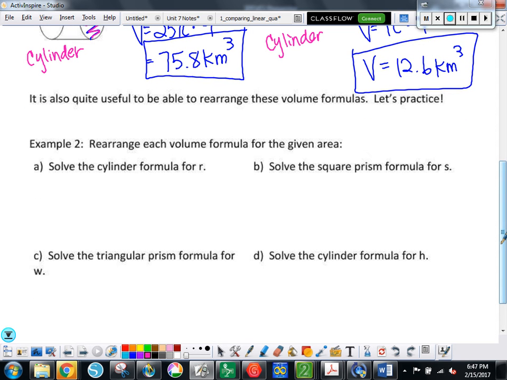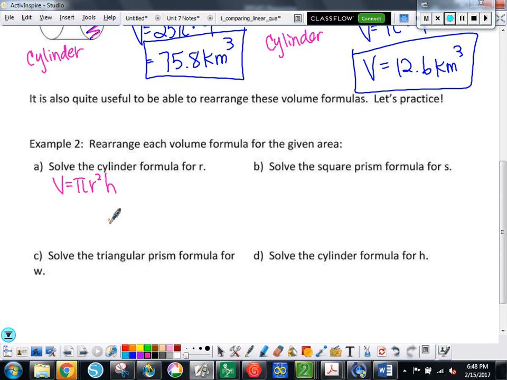Okay, sometimes it's going to be useful to be able to rearrange the volume formulas for different variables. Sometimes I know the volume of something, I just need to know how tall I can make it. So, for example 2, we're going to rearrange each volume formula for the given variable. So solve the cylinder formula for r. The very first thing we need to know is what is the cylinder formula. Volume equals pi r squared h.